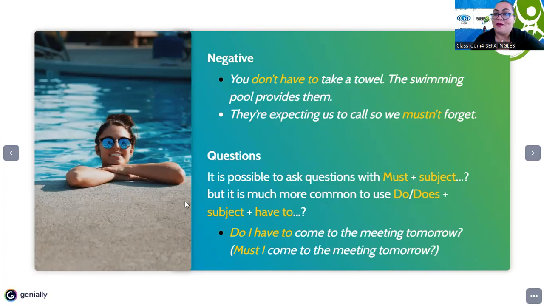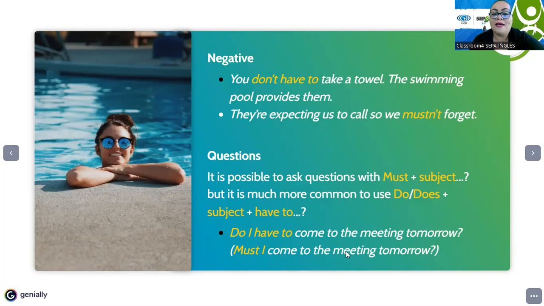Okay, let's go. Questions. It is possible to ask questions with must plus the subject, but it is much more common to use do or does. Subject plus have to and a question mark. Do I have to come to the meeting tomorrow?